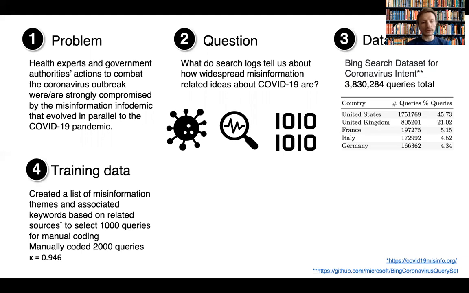How did we perform the analysis? First of all, we needed some training data to train a classifier to decide whether a query is a regular query or a misinformation query. We did so by collecting themes and associated keywords, for example, from the platform COVID-19misinfo.org, and selected 1,000 queries based on those themes. Then we added another 1,000 queries and did some manual coding to say whether there is misinformation or an intent of misinformation contained within those queries.